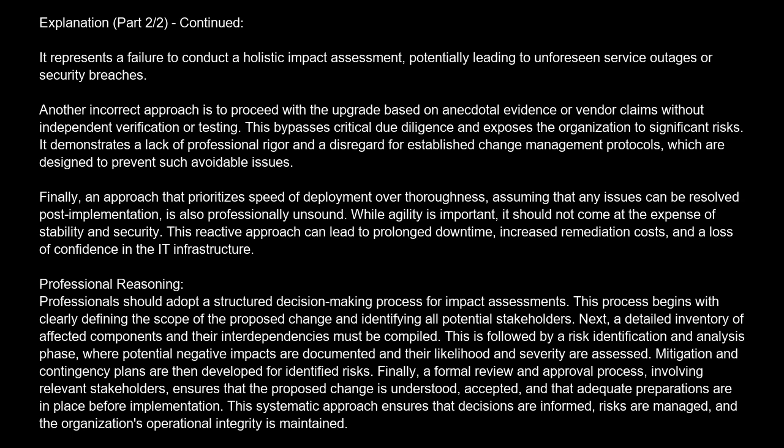This is followed by a risk identification and analysis phase, where potential negative impacts are documented and their likelihood and severity are assessed. Mitigation and contingency plans are then developed for identified risks. Finally, a formal review and approval process involving relevant stakeholders ensures that the proposed change is understood, accepted, and that adequate preparations are in place before implementation. This systematic approach ensures that decisions are informed, risks are managed, and the organization's operational integrity is maintained.